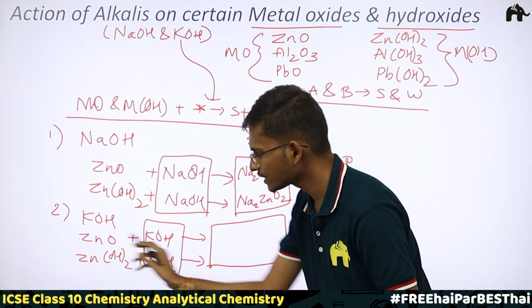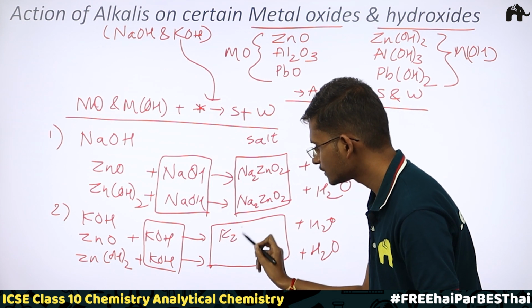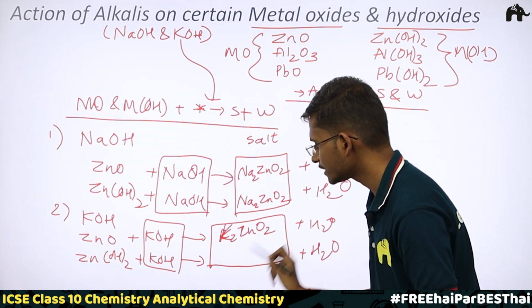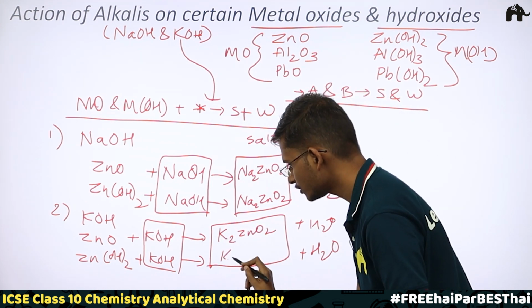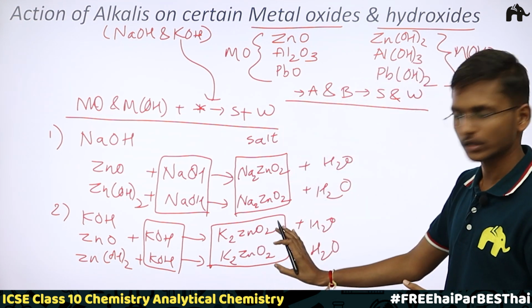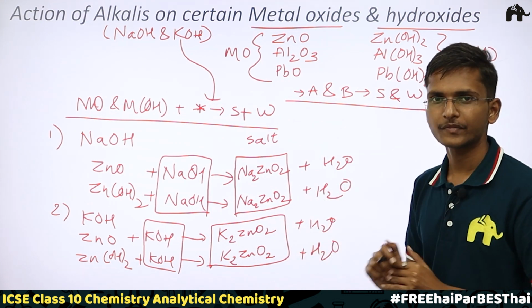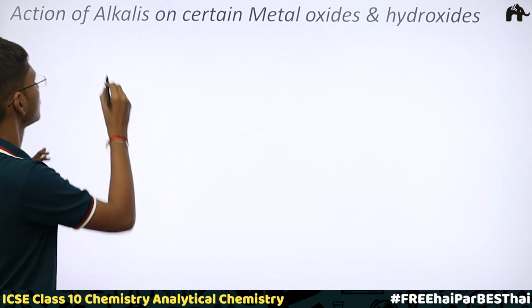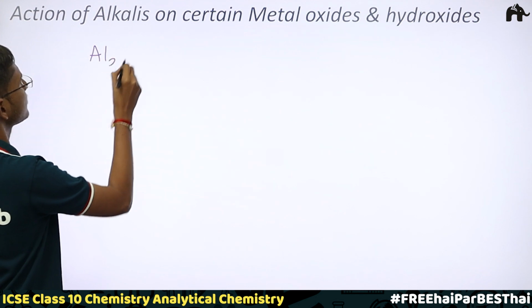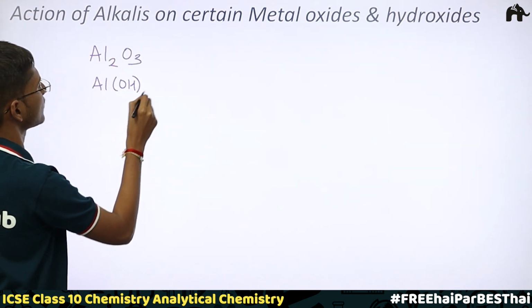Now which salt would be there in case of potassium? Potassium zincate, K2ZnO2, and here also K2ZnO2, exactly the same. Now what is remaining is just to balance the reaction. Now moving ahead, let's take the next oxide and hydroxide, aluminium oxide and aluminium hydroxide.